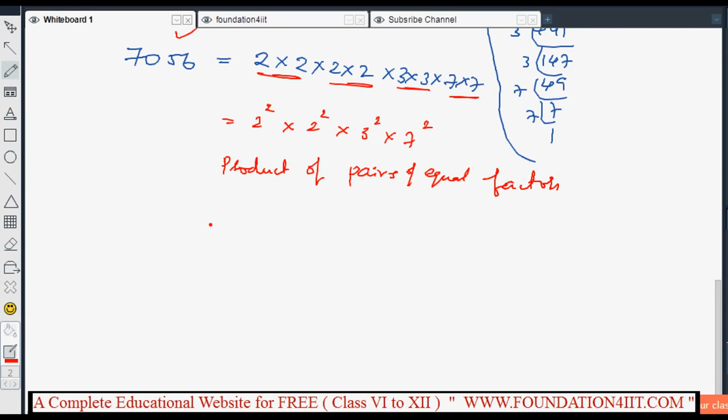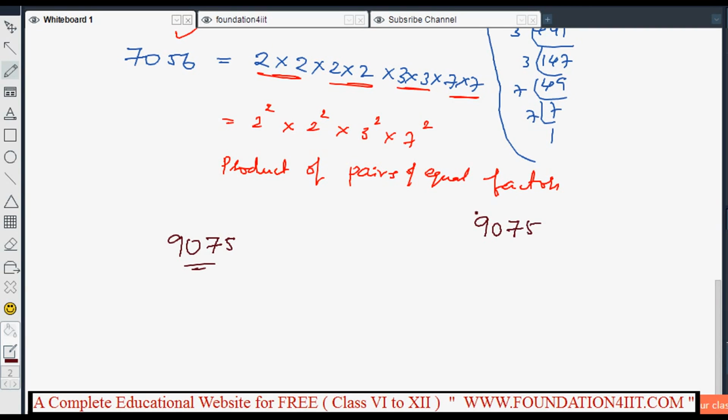Let me take one more example. We'll check whether 9075 is a perfect square or not. We need to verify this. So what should we do? We should do prime factorization, the product of prime factors.